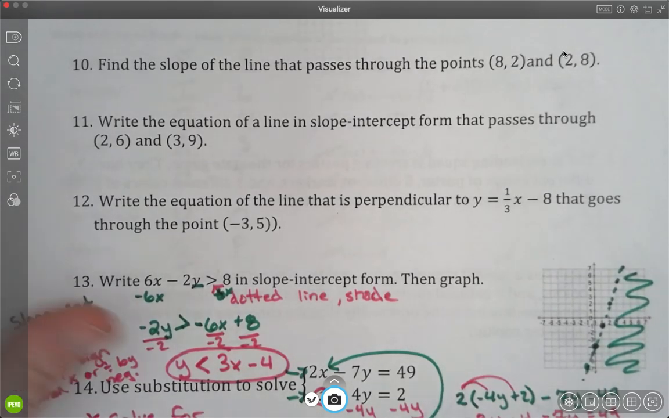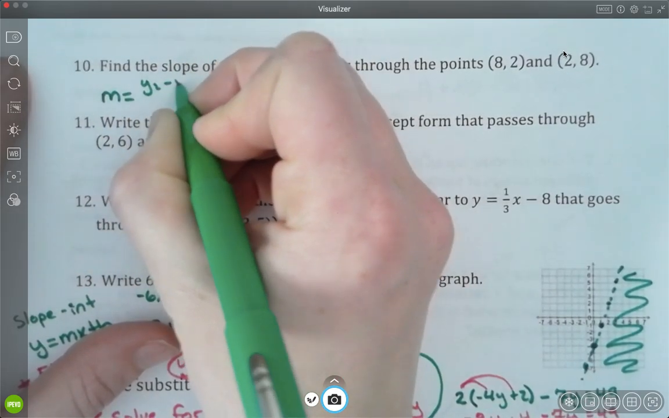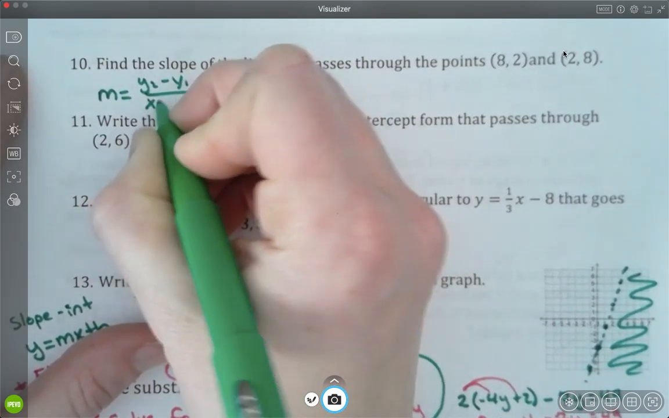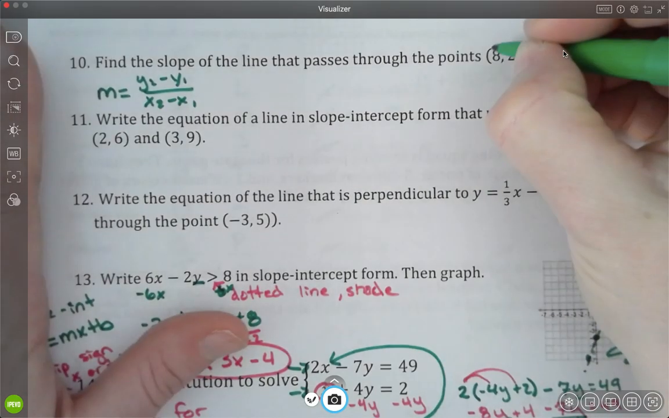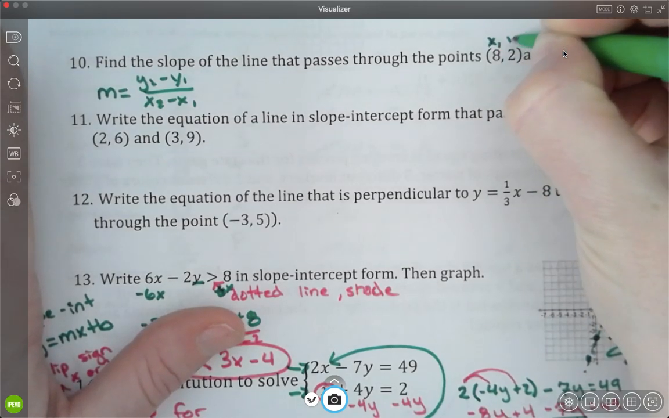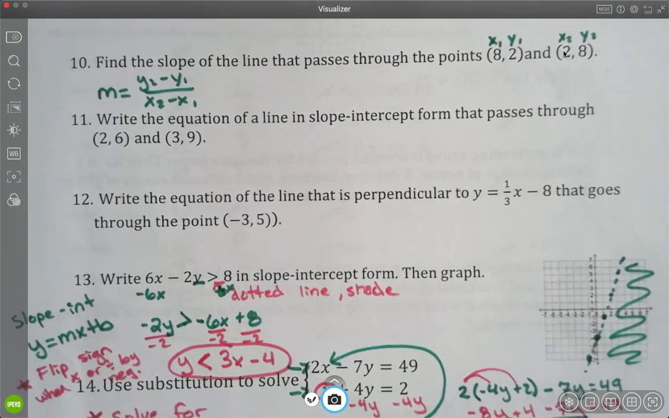y2 minus y1 over x2 minus x1. You betcha. Okay, that's your slope. The rise over run. Okay. So if you need to label these, it goes x1, y1, x2, y2. If you need to label them, you sure can. If you don't need to label them, you don't have to. Right? So which one is your second y coordinate?